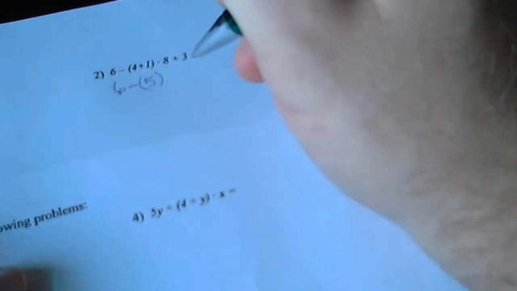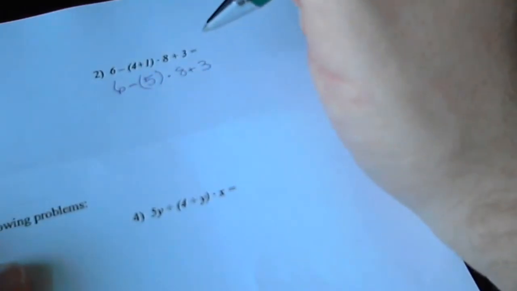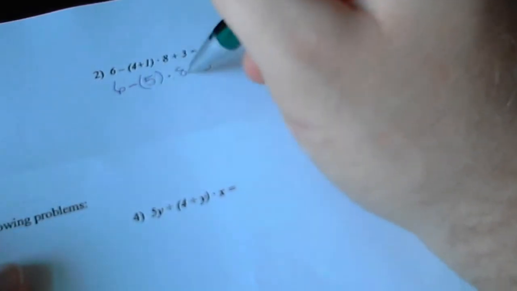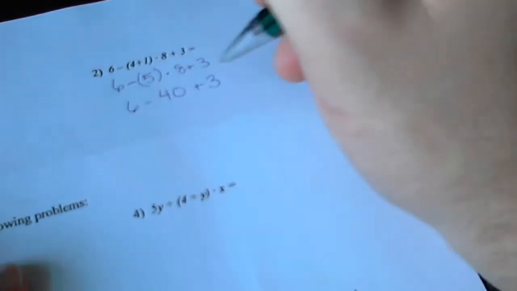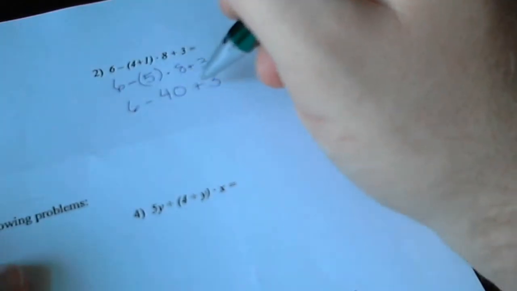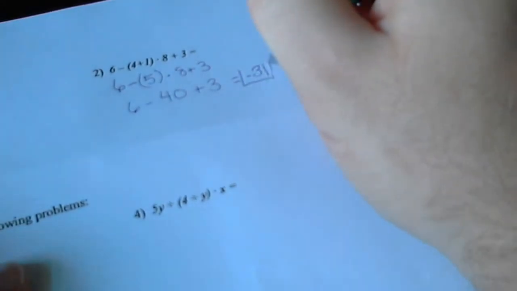Number 2. Parentheses first. 6 minus 4 plus 1, which is 5, times 8 plus 3. Alright, now we need 5 times 8 on the inside here. Multiplication first. 6 minus 5 times 8, which is 40, plus 3. Now we just add and subtract from left to right. 6 minus 40 is negative 34, plus 3, negative 31.